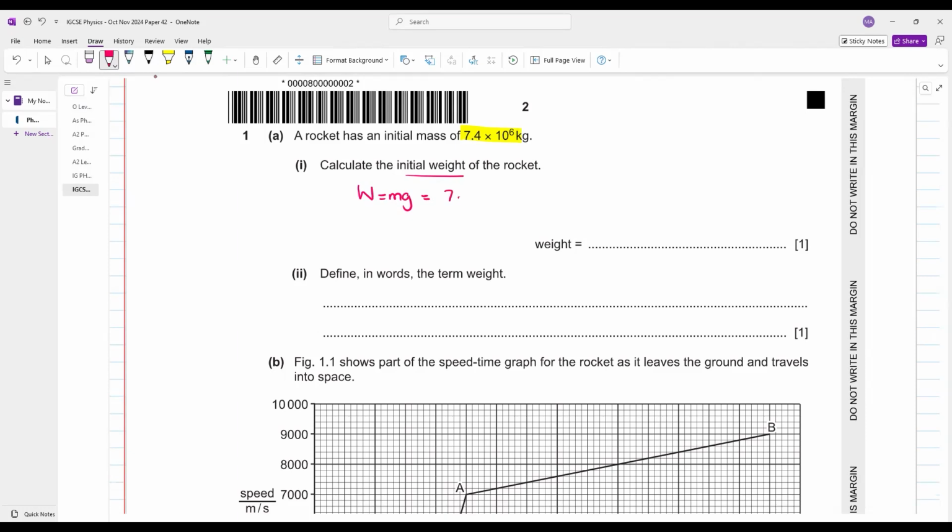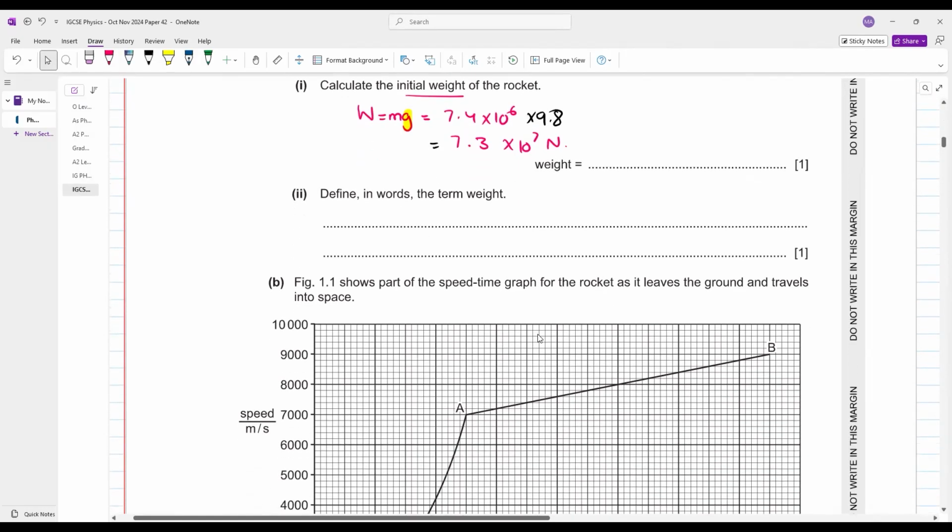What is the mass? 7.4 into 10 raised to the power of 6. Whenever the g value is not provided in the question, you will take g as 9.8. Multiply. What does your weight come out to be? 7.4 into 10 raised to the power of 6 into 9.8. This comes out to be 7.3 into 10 raised to the power of 7 Newton, correct to two significant figures. Always remember in IGCSE physics, you write your answers to two significant figures.